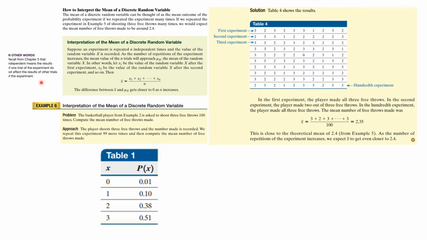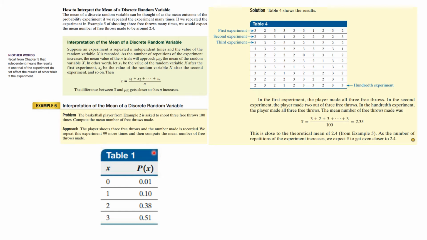So in other words, recall from chapter 5 that independent means that the results of one trial do converge to the mean in the long run, and that's the law of large numbers. Okay, so let's then consider the basketball player, and let's talk about the mean free throws made. Well, one way we could do it is do what we did, and we get 2.13.